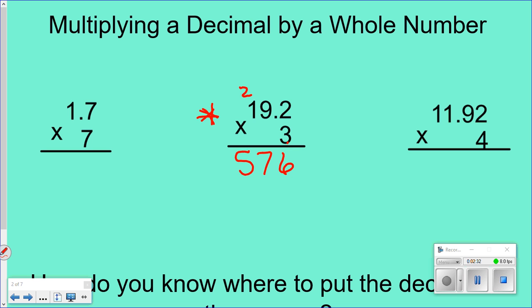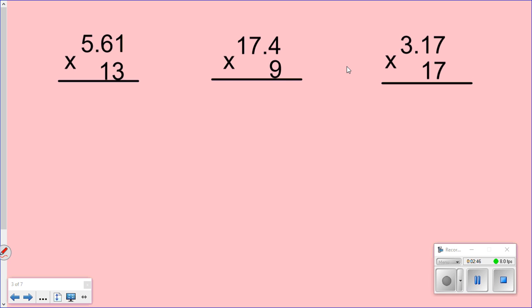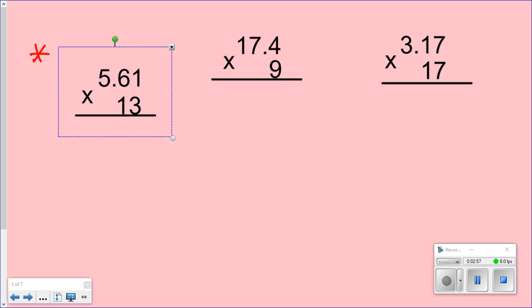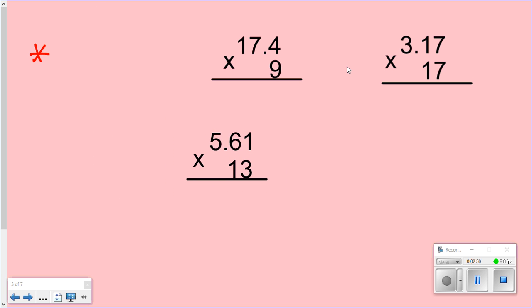Can I drop it right down? What can I do, Bella? One space. So if I have one space of decimals in my problem, it's a one space decimal here. Okay? I hope this is coming back to you. Let's try another one. Get this one written in your notebook. 5.61 times 13. Actually, I might move it down so it's not so high. There we go.